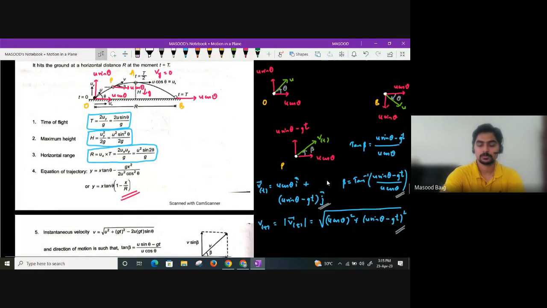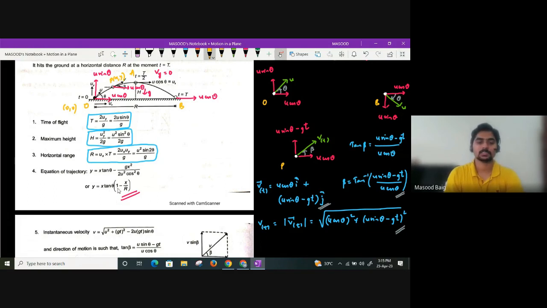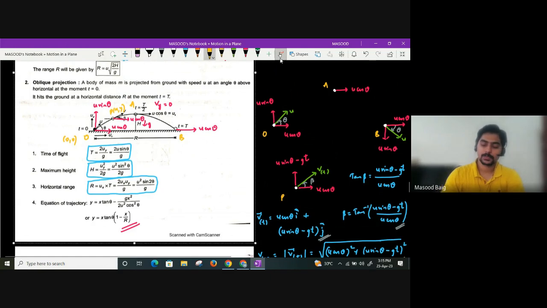I hope so. Now, if I imagine point O to have coordinates 0, 0, and point P to have coordinates x, y, the relation between x and y will be given by the equation of trajectory, which is x tan theta into 1 minus x by r, or you can remember it as x tan theta minus gx square divided by 2u square cos square theta. Usually you'll get questions based on this x tan theta into 1 minus x by r. Understood, all of you?